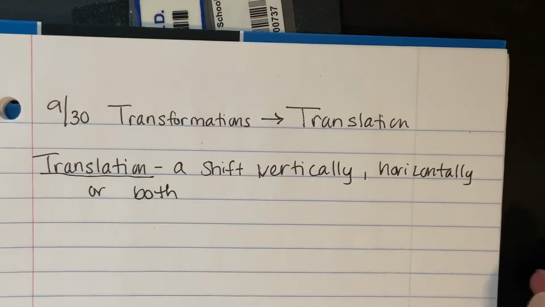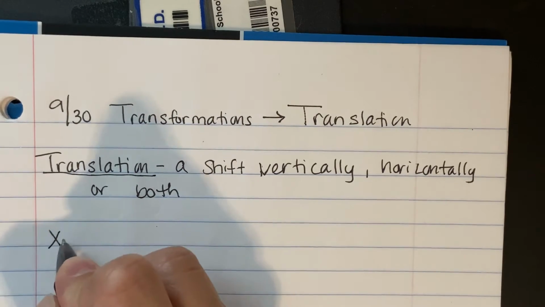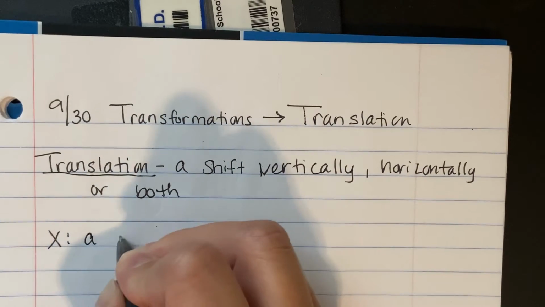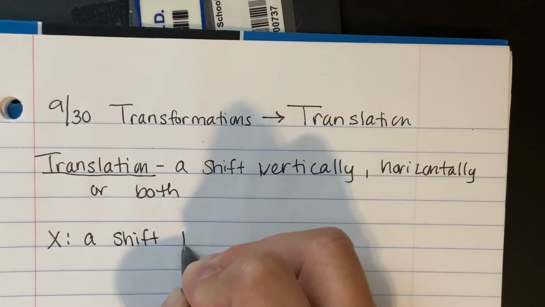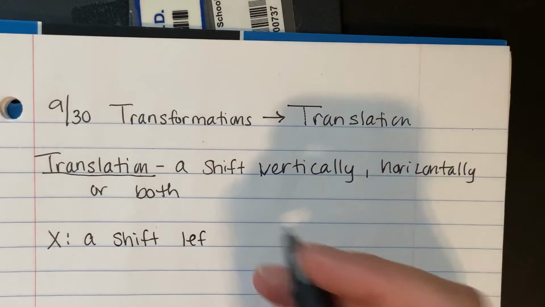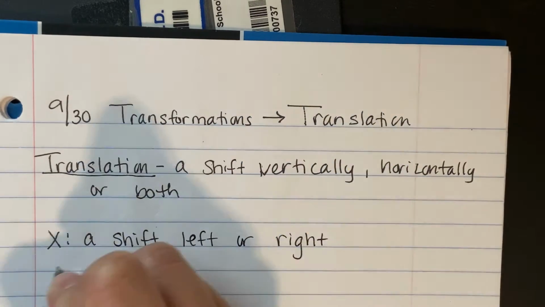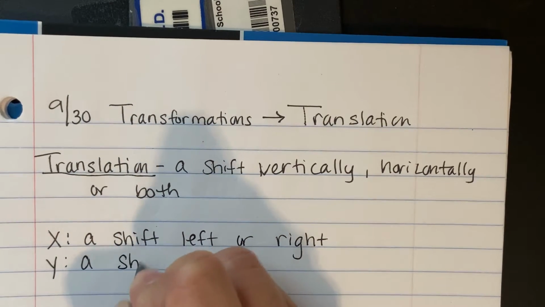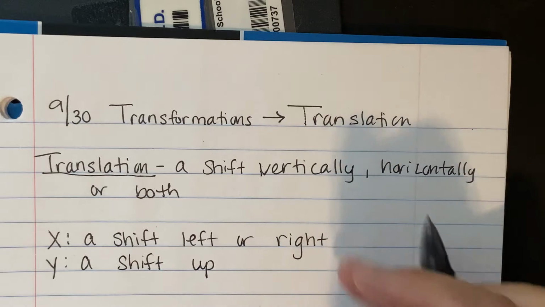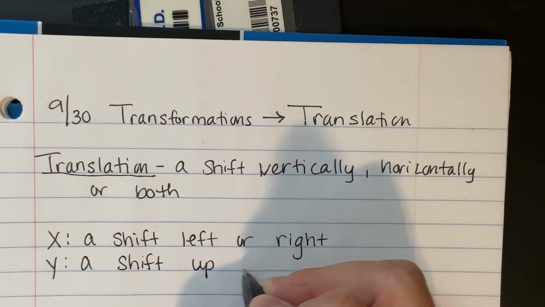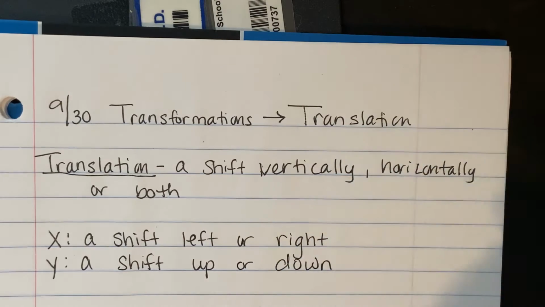Now, to make this easy on us, we're gonna write down, and I know this is really basic, but we're gonna write it anyway. X is a shift left or right. That's what the X's job is. And then Y is a shift up or down. I'll explain why I'm writing this in just a second. We're gonna have to write transformation notation, and I'll explain what that means.